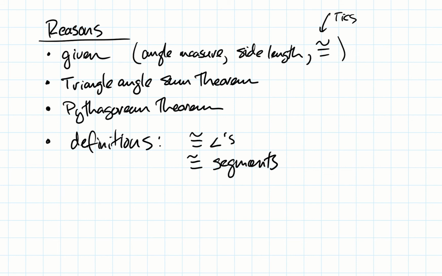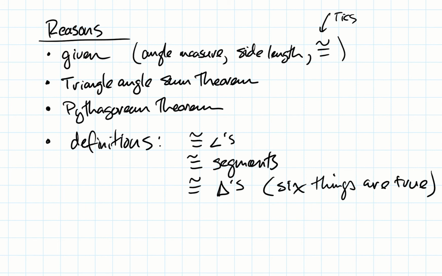Another thing is the definition of congruent triangles. If two triangles are congruent, you end up getting 6 things are true. So if you can show that triangles are congruent, there's 3 pairs of sides that have to be congruent and 3 pairs of angles that have to be congruent. So 6 things are true if you have congruent triangles. If you want to show two triangles are congruent by the definition, you have to show all 6 things. So this is the first way that we talked about to get congruent triangles. You have to show that 6 things are true.